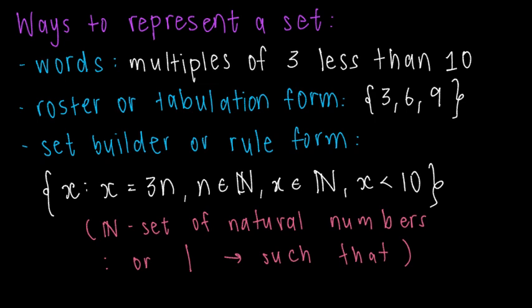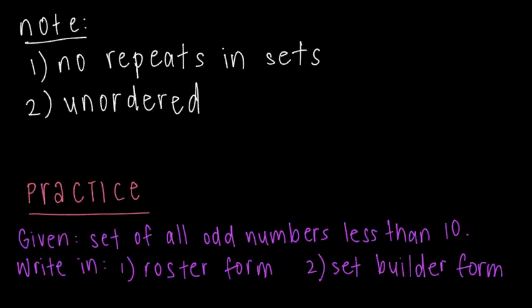The fancy capital N which you see represents the set of natural numbers, which we will look at in a bit. Two important properties of sets are, first, there are no repeats. Basically, the same element can't show up more than once in a set. Secondly, the elements are unordered, or their order doesn't really matter.